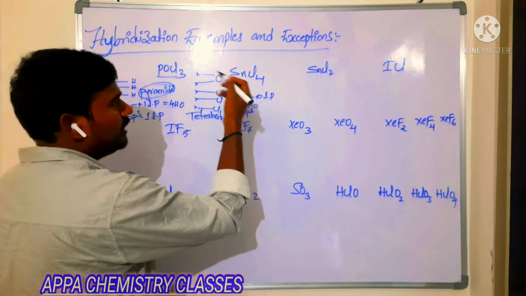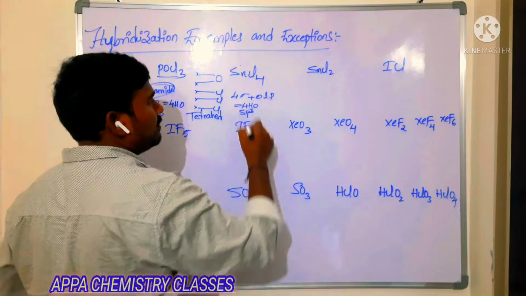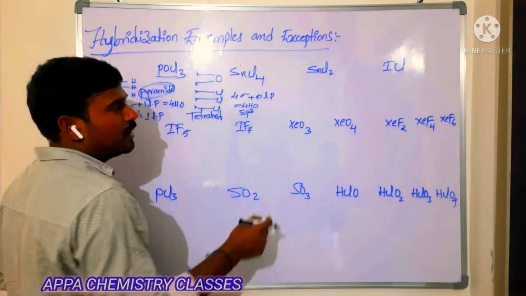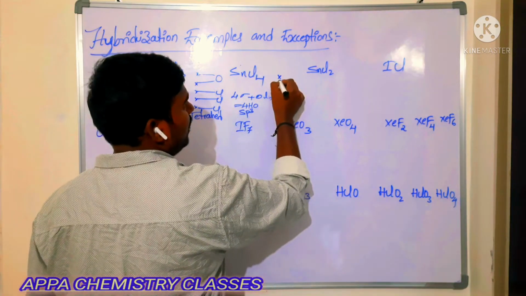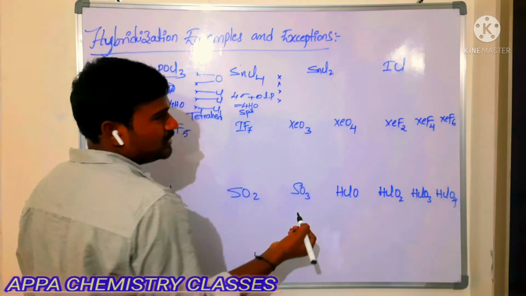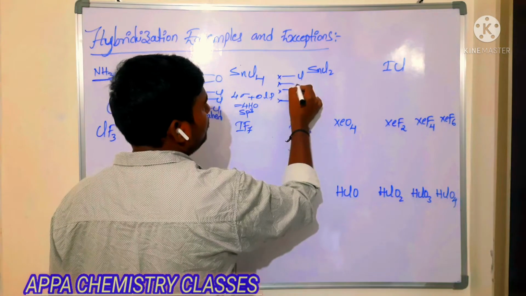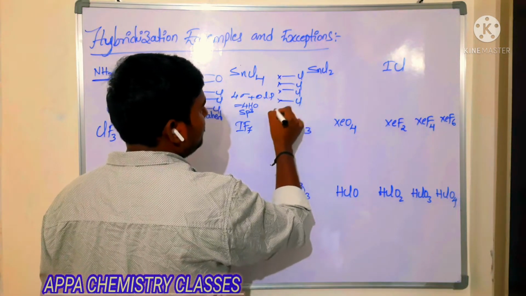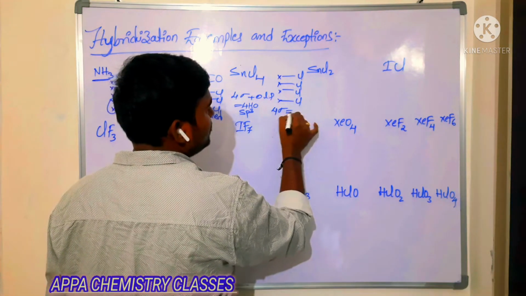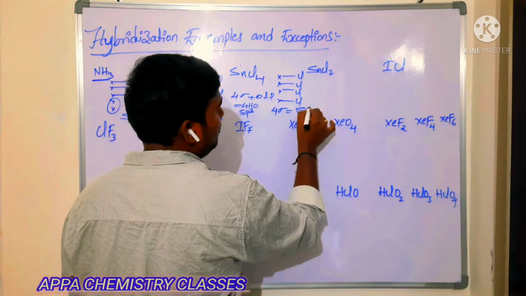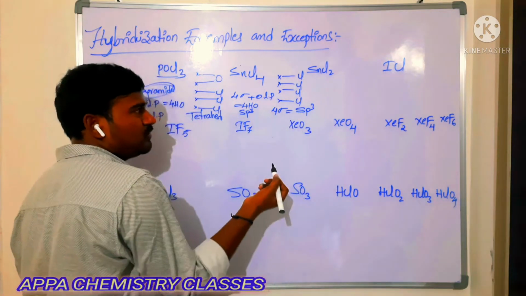Is that clear? SnCl4. This tin belongs to what? Carbon family. Carbon family contains 4 valence electrons because it is the fourth group. So we are going to have 4 chlorines. So 4 sigma bonds, that is sp3 hybridization. Total hybrid orbitals are 4.